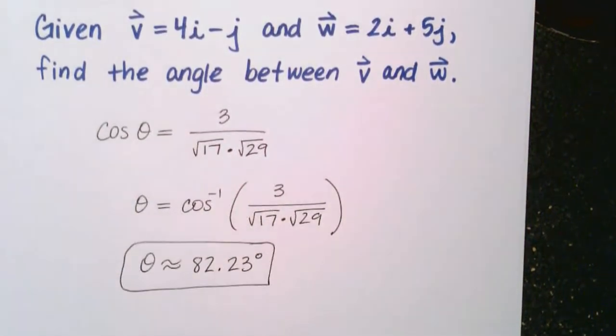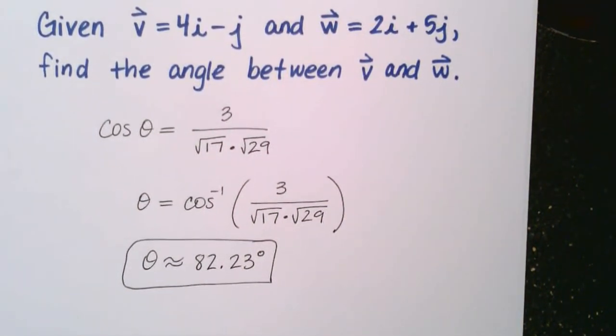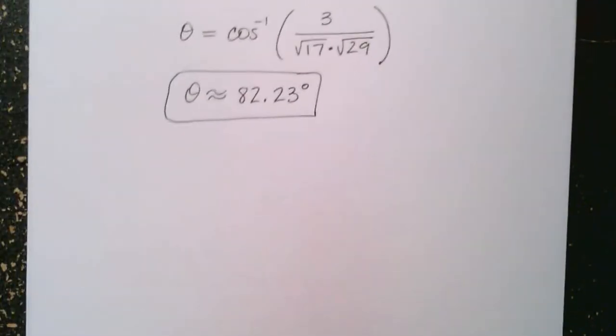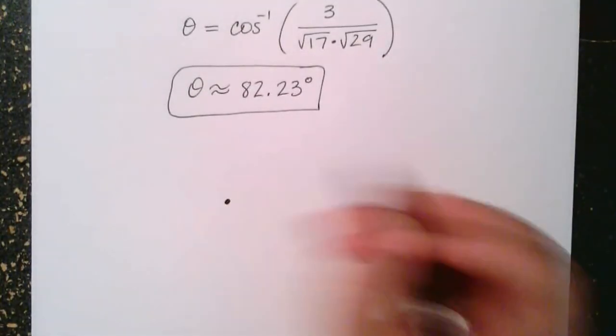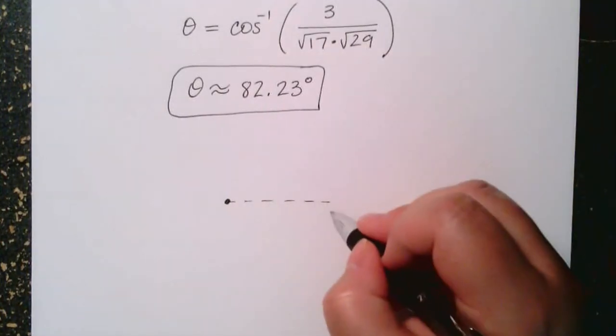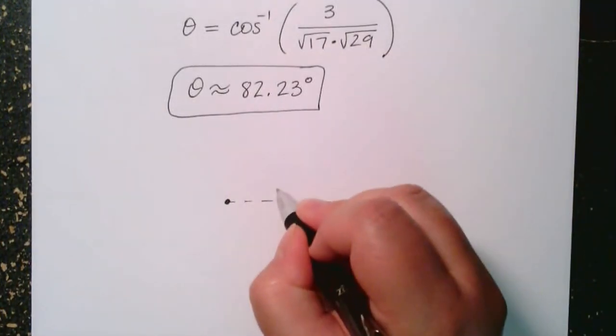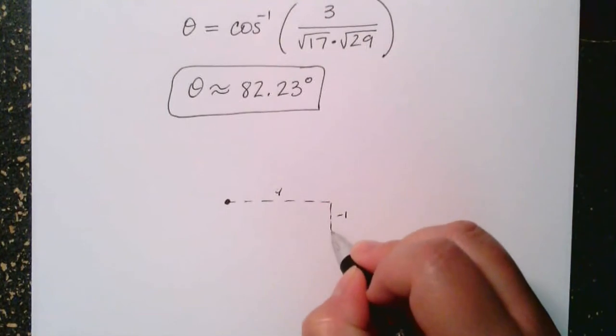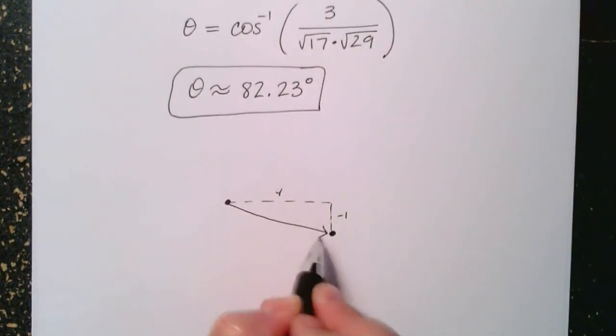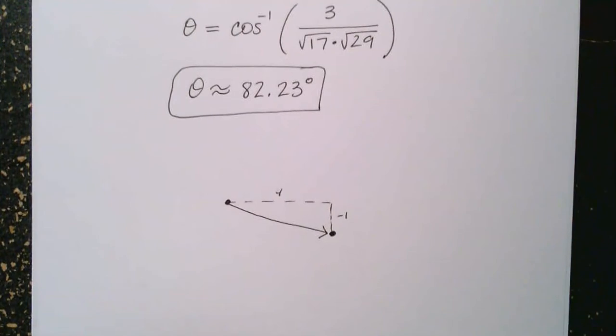And that is my angle between those two vectors. Let's think about what those two vectors look like. 4i minus j. So that's 4 horizontal, -1 vertical. So let's say 4i, that's 4 to the right and down 1. So here's my vector, a little bit wavy, I apologize for that, vector v.